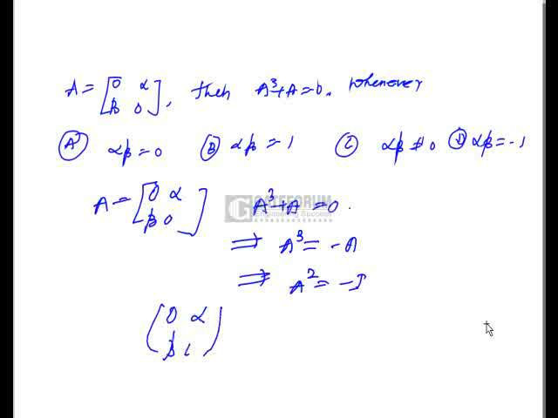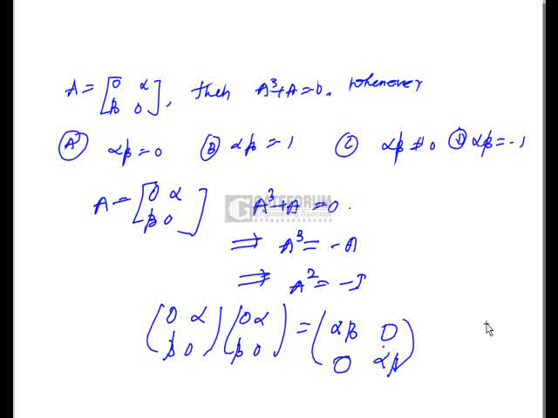[0, alpha; beta, 0] times [0, alpha; beta, 0]. Now if I multiply, it will be alpha beta, 0, 0, alpha beta. Now this is nothing but A square, which is equal to minus I, which is [minus 1, 0; 0, minus 1]. So clearly alpha beta must be equal to minus 1, which is option D.